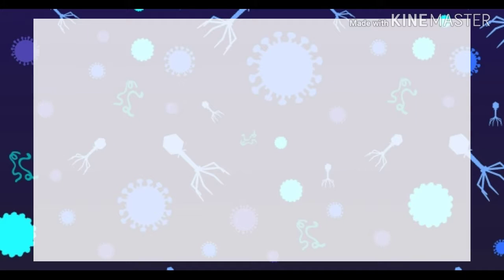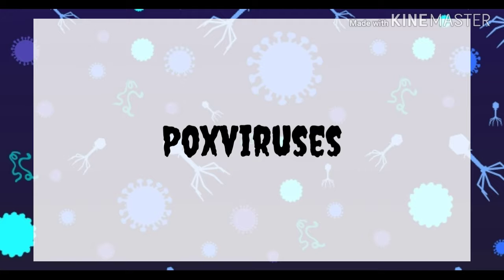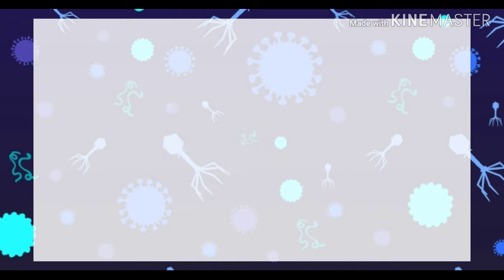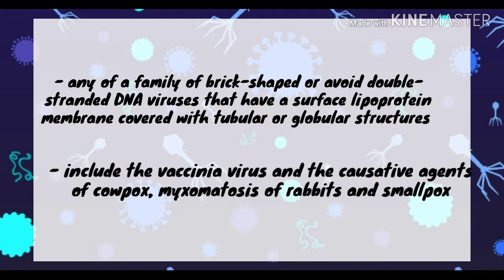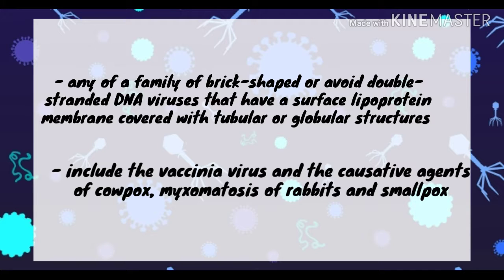The next division is poxviruses. What are poxviruses? Poxviruses are any of a family of brick-shaped or ovoid double-stranded DNA viruses that have a surface lipoprotein membrane covered with tubular or globular structures, and that include the vaccinia virus and the causative agents of cowpox, myxomatosis of rabbits, and smallpox.